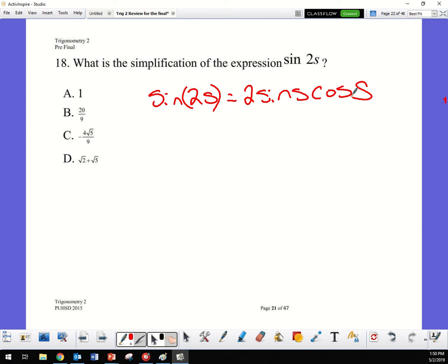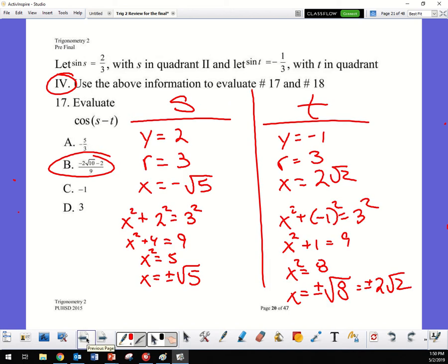So I need to know what sine of s is, right? Yeah. So that's going to be 2 times... What was sine of s? 2 over 3. What was cosine of s? Negative what? Third. Hold on, where are you getting these numbers from? Right here, 17. Because it says 17 and 18. Oh, I would have never noticed that. So cosine of s is what?